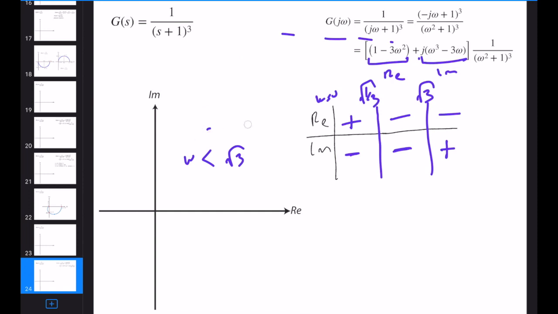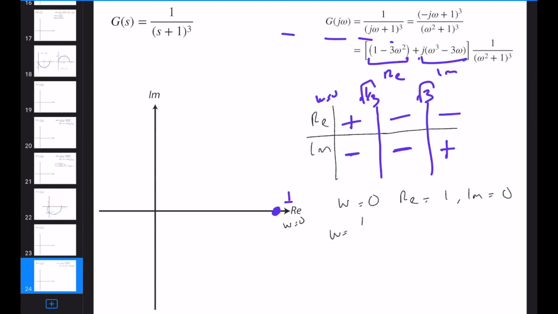Now we can draw everything with more detail. Let's start with omega equal to 0. The real part is equal to 1. Let's pick it here, 1. When omega is equal to 0, the imaginary part is equal to 0. Okay, I already did this.